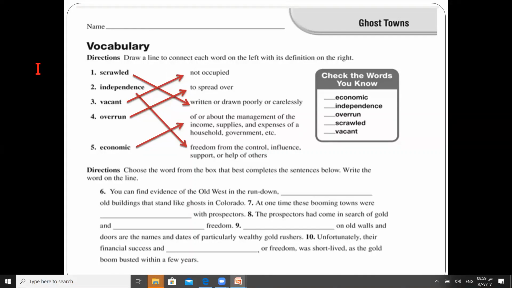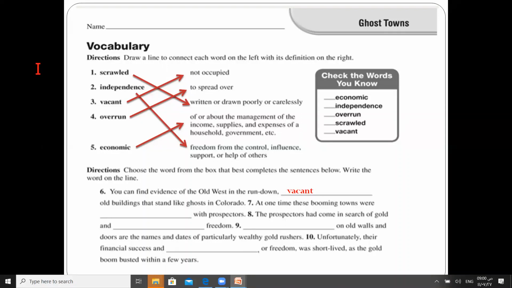Now, next answer, please. Choose the word from the box that best completes the sentence below. Write the word on the line. You can find evidence of the Old West in the rundown. Teacher. Yes. Vacant. Very good. I'll give you the answers later, so don't write anything now. All buildings that stand like those in Colorado. At one time, these booming towns were overrun.